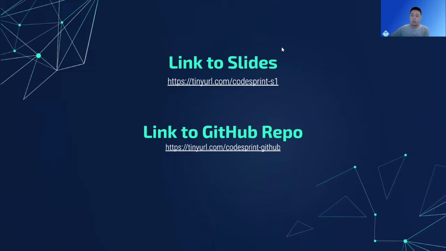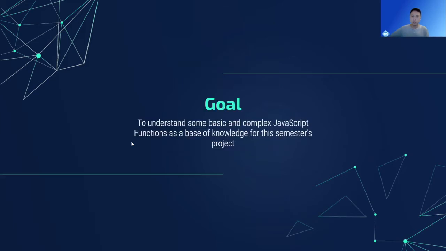So if you ever feel lost or want to rewatch today's slides, a link to the slides is over here, along with the link to our GitHub repo. In today's slides, we won't have a demo, but we will have some practice problems for this lecture that you can find on our repo. So the goal of today's lecture is to understand some basic JavaScript functions as a base of knowledge for this semester's project.